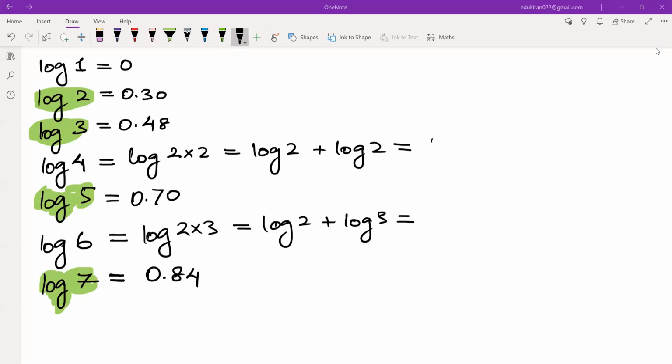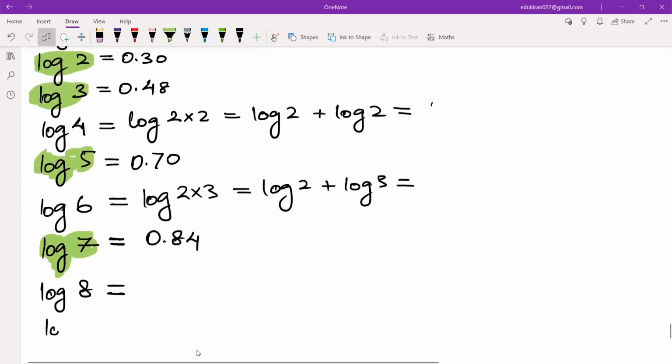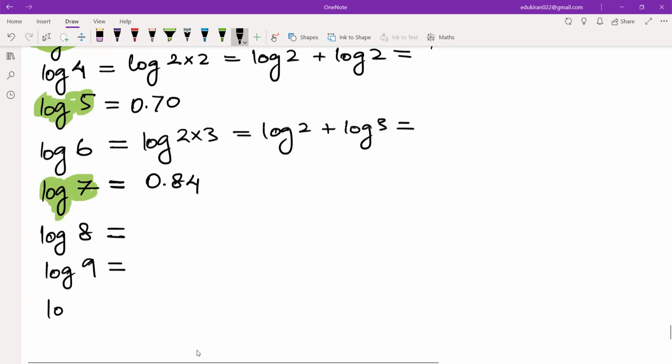Okay. So log of 7 you have to remember because it is a prime number. Then you will tell me the value of log of 8, which is log of 4 into 2, that is log of 2 plus log of 4. And then at last you will tell me the log value of 9. And log of 10 is equal to 1, because 10 to the power of 1 is equal to 10.